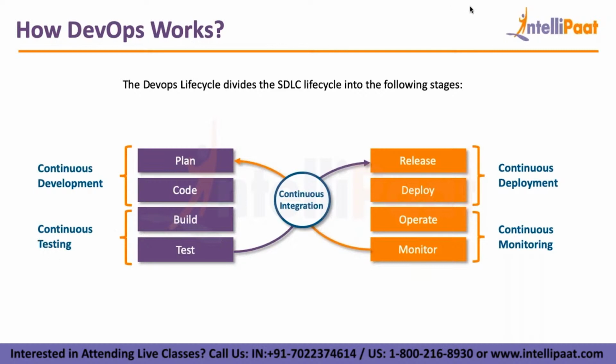The release and deploy stage is something called continuous deployment, and the operate and monitor stage is something called continuous monitoring. So what is continuous development, continuous testing, continuous deployment, and continuous monitoring? Let's go ahead and understand. And all these stages are basically implemented using a stage called continuous integration. So this is the heart of DevOps, and you will actually understand this when we go along.